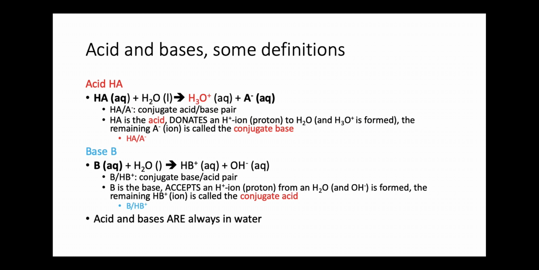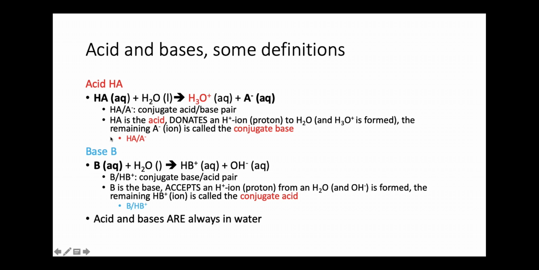So, some definitions again. Acids and bases. Assume we have an acid HA. And an acid is a proton donor. So this H+ is going to be donated to H2O, forming H3O+ and A-. HA is losing a proton, an H+, and what remains is A-. And these together, HA and A-, we call an acid-base pair, a conjugate acid-base pair. So my acid donates an H+ to H2O, producing H3O+, and what remains is A-.